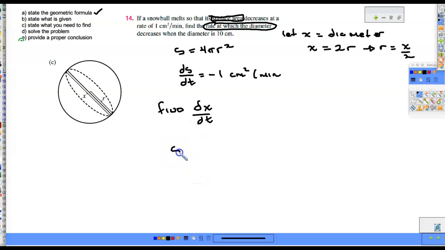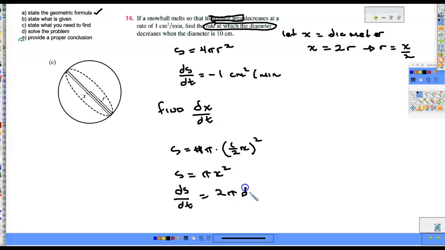So when you take S, which equals 4 pi, r is going to be replaced with the 1/2 x, and you square it. What's nice is that the 4's are going to cancel. So this is going to be pi x squared. And now when you take the derivative with respect to time of both sides, you're going to get ds/dt. This is going to be a 2 pi, and this is going to now be dx/dt.